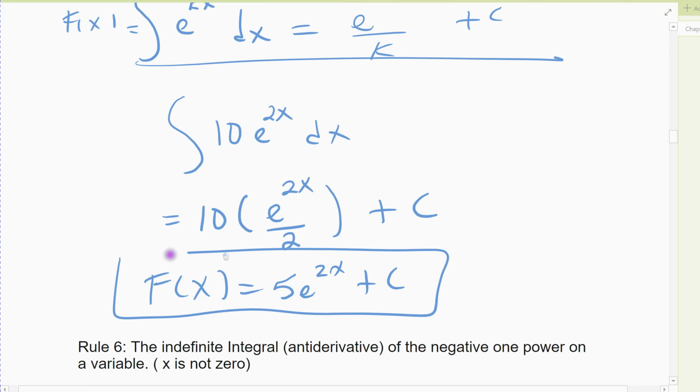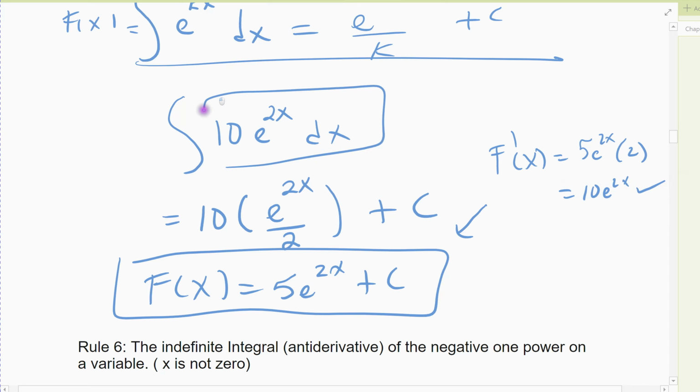And whenever you're unsure, take the derivative of this. If I take the derivative of my final answer, I would get 5e to the 2x times 2, right? Because the derivative of e is itself times the derivative of the 2x, which is 2, and that simplifies to 10e to the 2x. And so it checks. I get back to my original integrand.